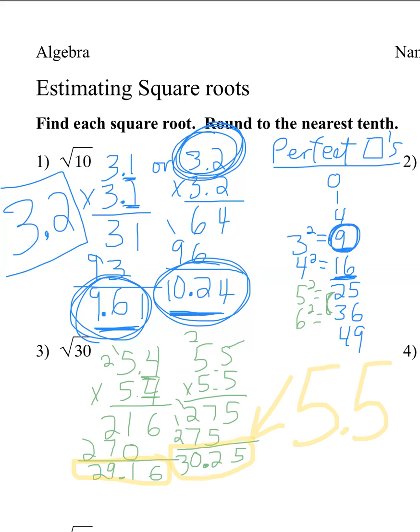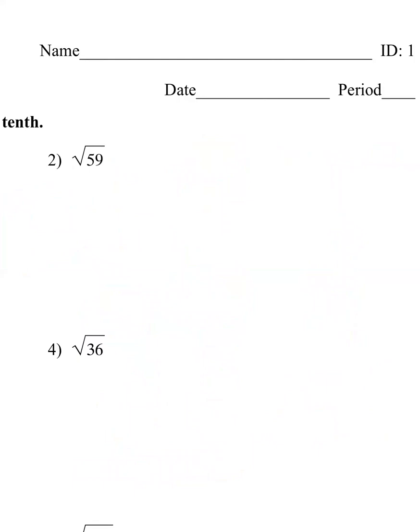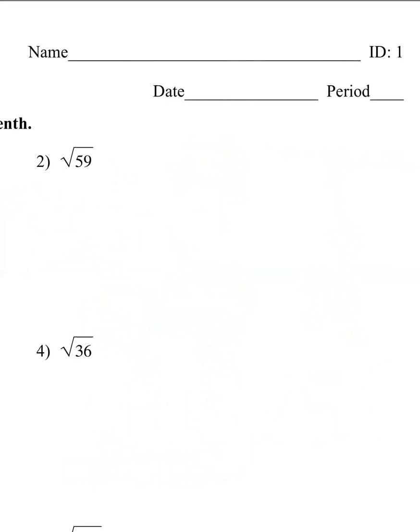Okay, let's move on to number 2, because I skipped over 2. So 59. If you have your list of perfect squares in front of you, you can see where the square root of 59 is, but if you don't, 49 is 7 squared, and then 8 squared is 64. So looks like 59 is in between those two, 49 and 64. So it's going to be 7 point something. I just don't know what yet.